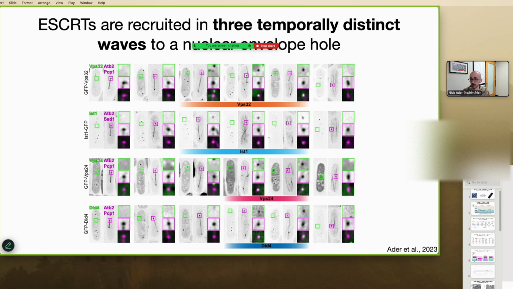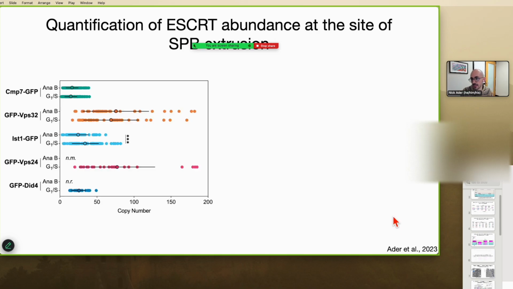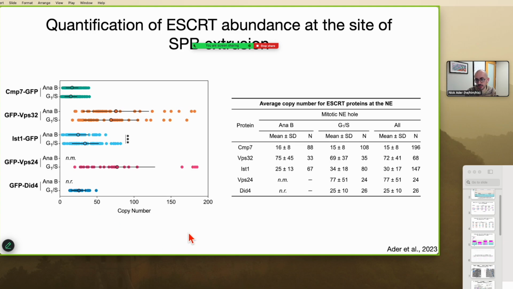Now that we'd implicated these proteins, we wanted to take advantage of this system because it's really not known how these proteins, which are thought to form polymers, assemble in vivo at a defined size of 100 nanometers or so. So we did some quantification of the absolute number of ESCRT proteins at the site of spindle pole body extrusion, using a ratiometric quantification approach with fluorescence microscopy. That's the data I'm showing you over here, to help constrain a model for ESCRT structure, or molecular architecture, if you will, at a sealing site. This is also shown over here with the absolute numbers.